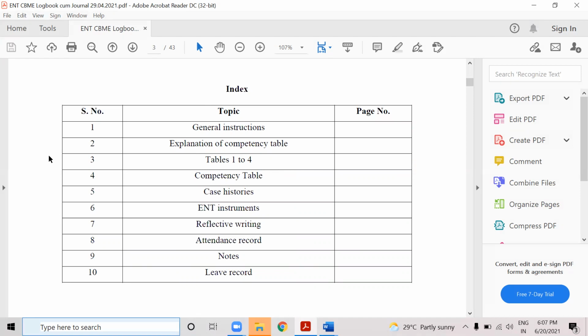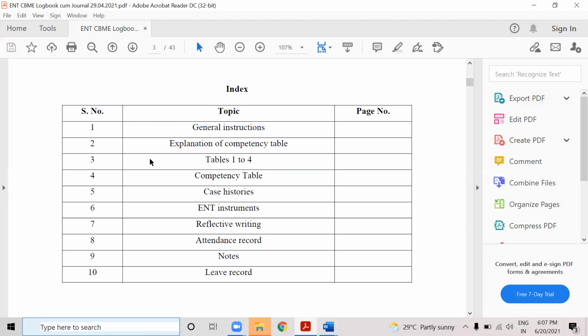And this is a longitudinal logbook, that is, a subject-wise logbook. Now some institutes, I have heard, are practicing a phase-wise logbook, but since ENT is being taught in multiple phases, that is in phase 2 and phase 3 part 1, I thought of making it a subject-wise logbook, where the student will have to maintain this logbook, or keep this logbook safe, for 2 years.